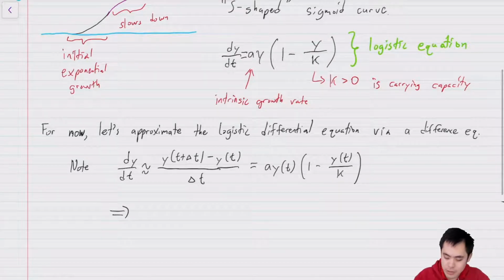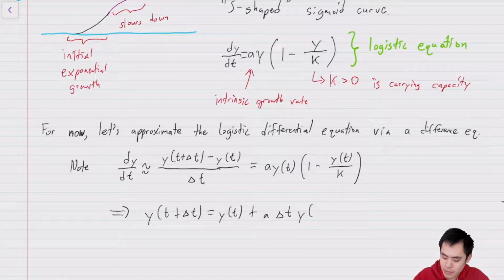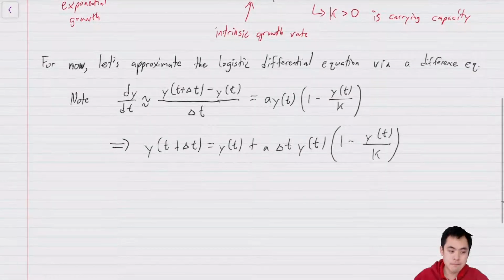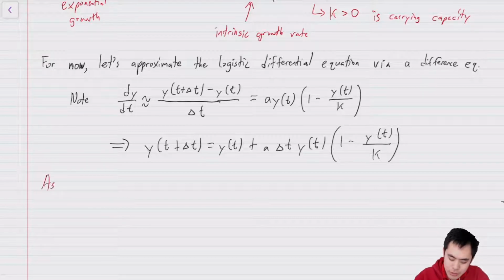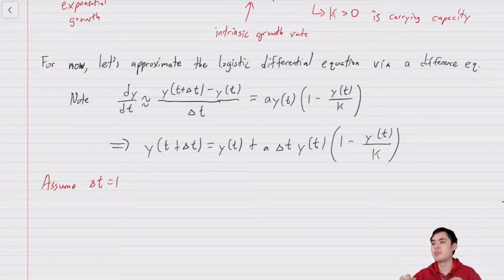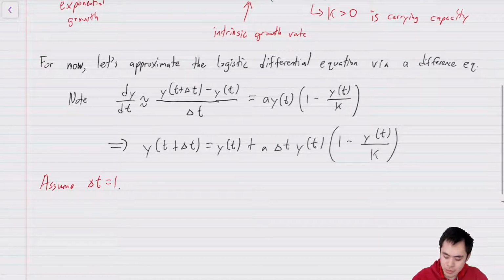And if we rewrite this a little bit, this ends up being y(t + Δt) is equal to y(t) plus a Δt y(t) times (1 − y(t)/K). Okay, and so this is for some time step Δt. So let's assume that Δt is equal to 1. We're just going to define that to be the length of a time step, so you can change your units to make that the case.